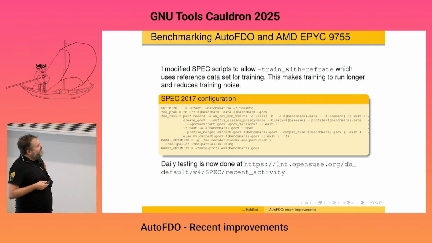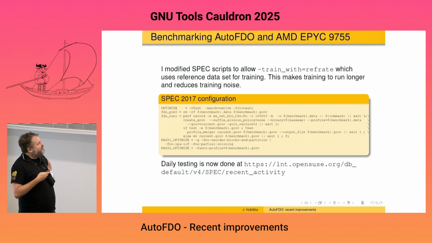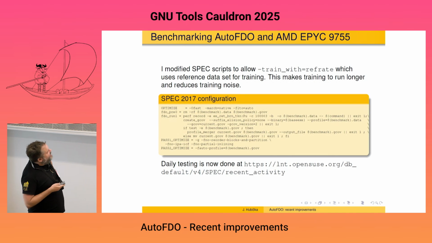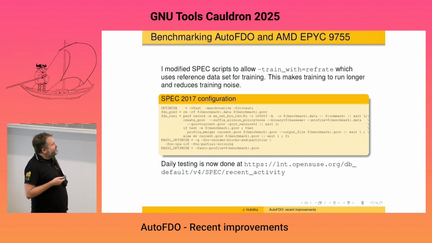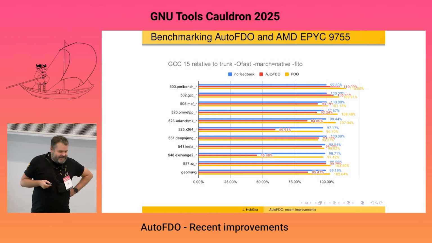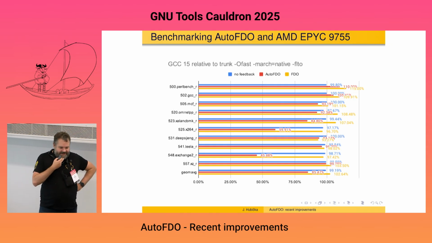And so to show you how well it works, I added this. This is the thing you need to add into your specs if you want to measure with auto profile. Again, it's a lot of extra boilerplate, but it's done, so you can cut and paste it from the slide. And this is what happens with GCC 15.